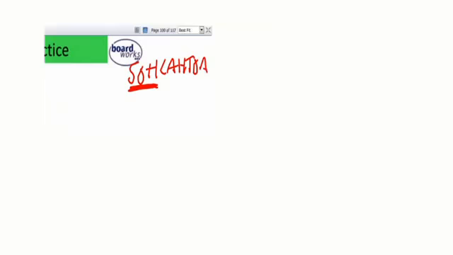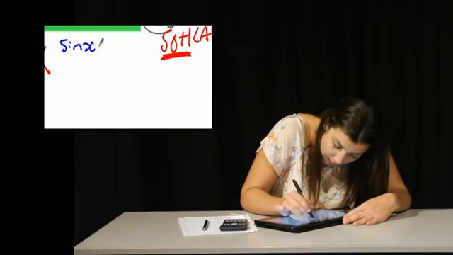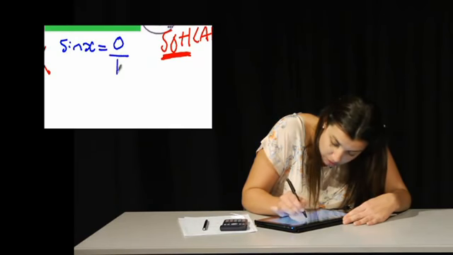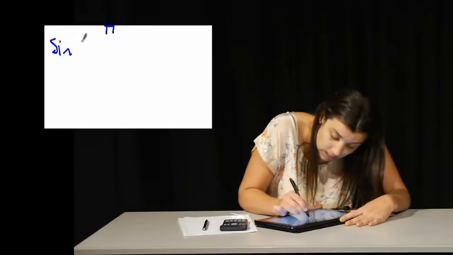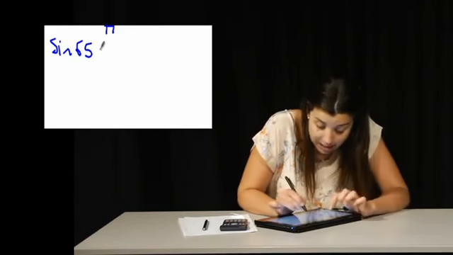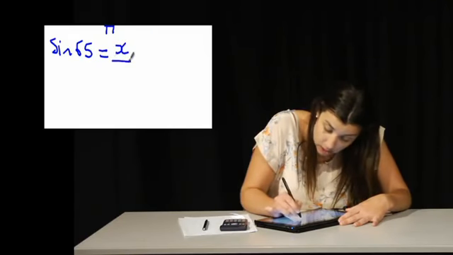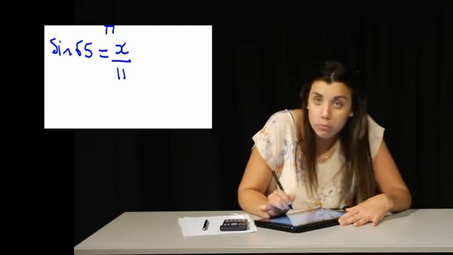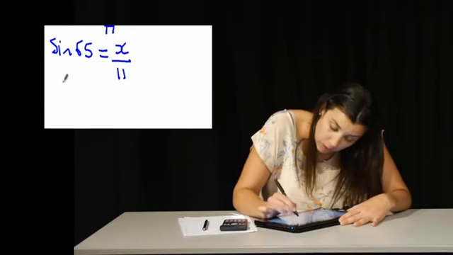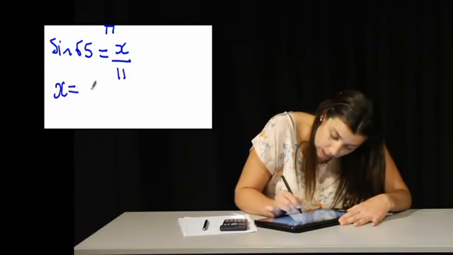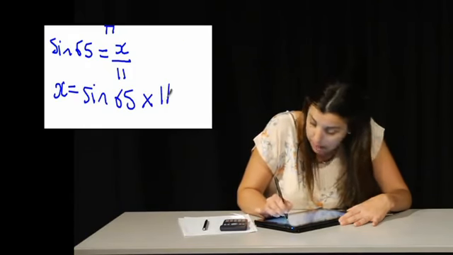It's sin. So let's write down what we're looking for. We have sin x equals O divided by H. Substitute in your values. Sin 65, the angle labelled, equals O, don't know, x, over hypotenuse 11. How are we going to find the x? Multiply them together. Write that down. So we then have x equals sin 65 multiplied by 11.